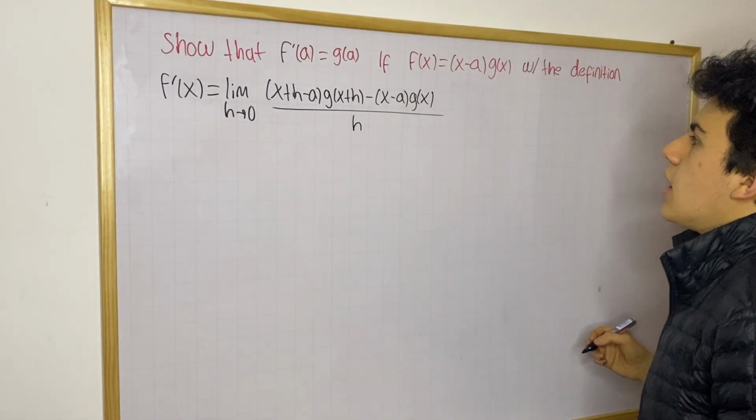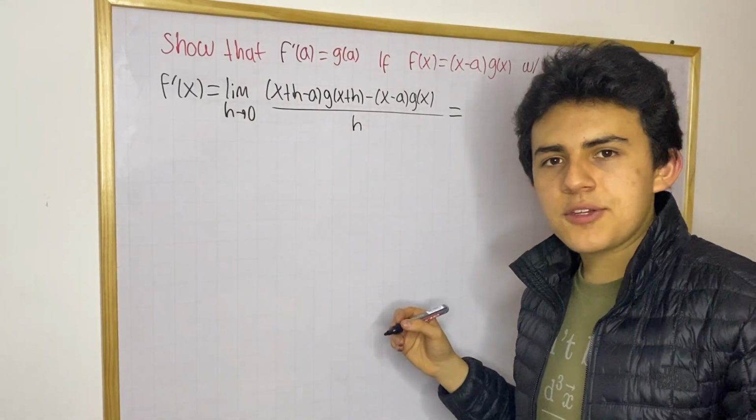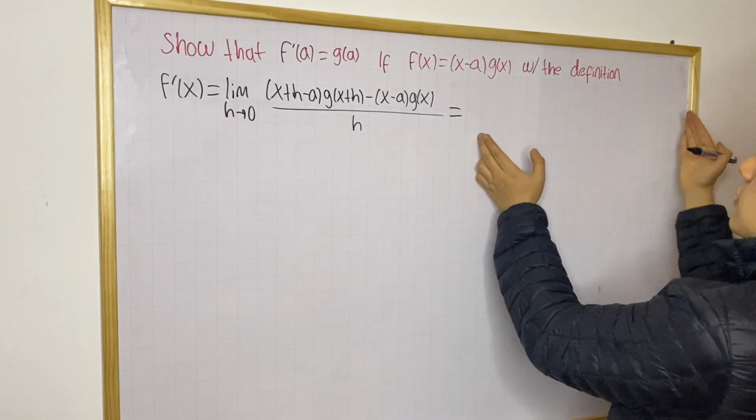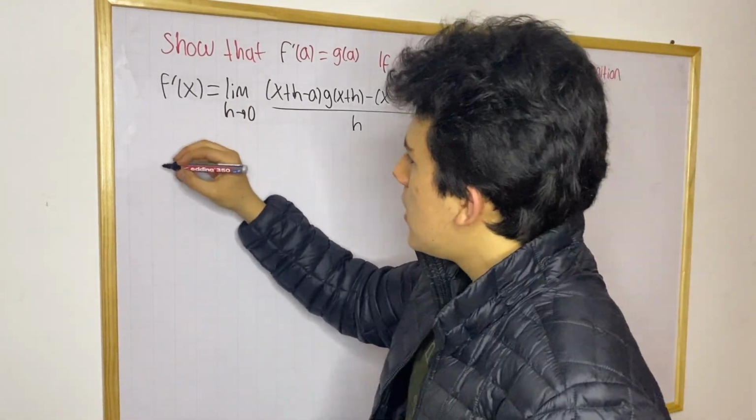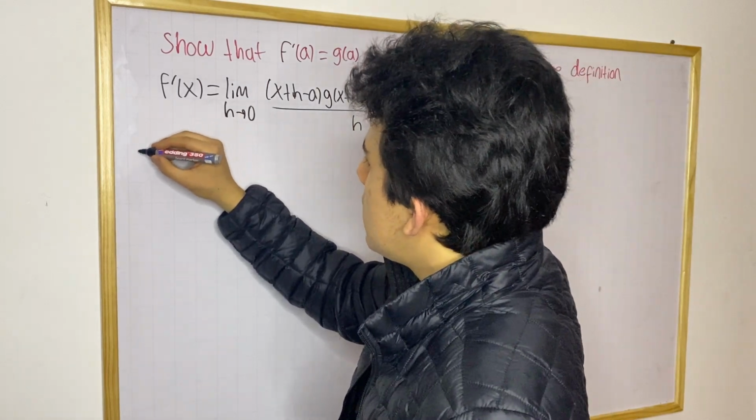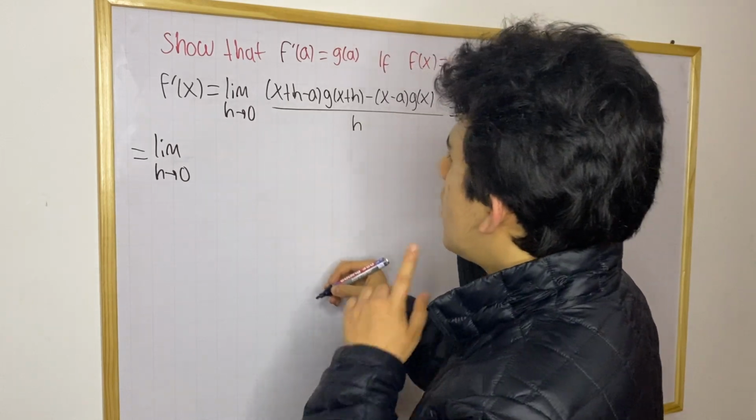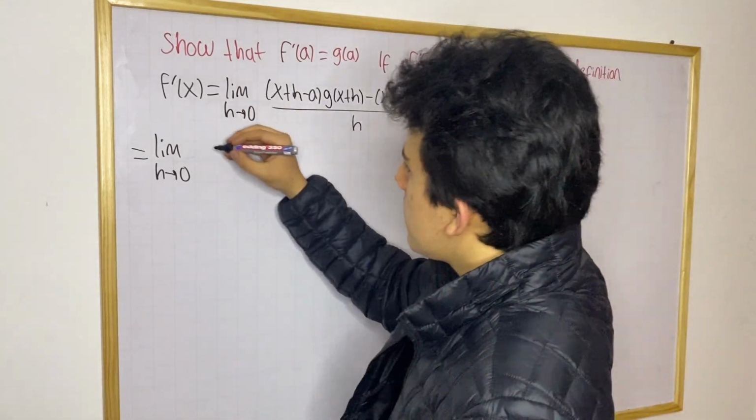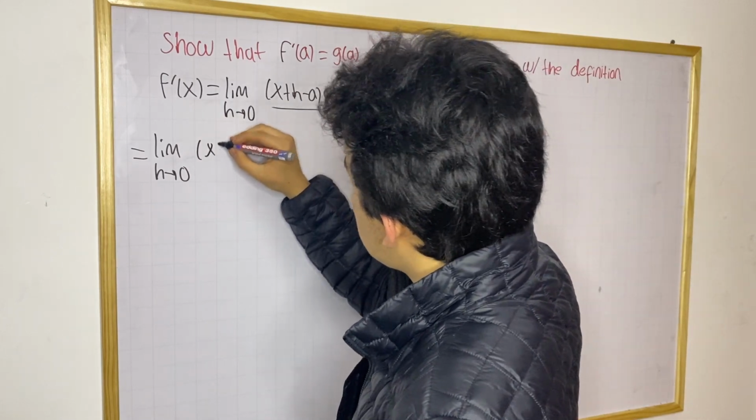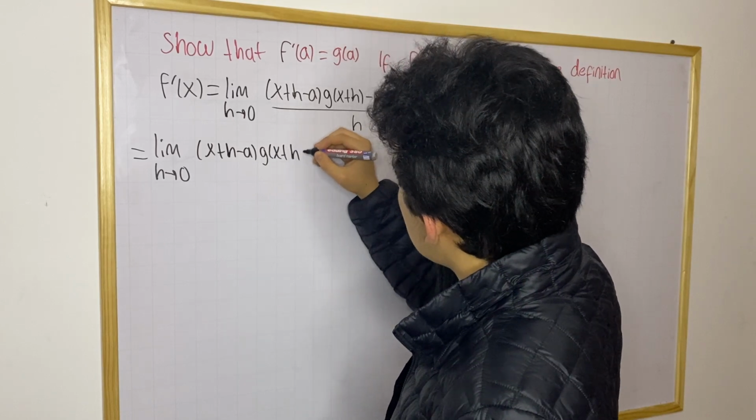Nice. Now, what we're going to do is the following, and here's where things get a bit tricky. I'm not going to continue on this side because I'm not going to have enough space, so I'll continue down here and use that space later on. So this will be equal to the limit as h approaches 0 of, now watch this, the first term that we have, which is x plus h minus a times g of x plus h.